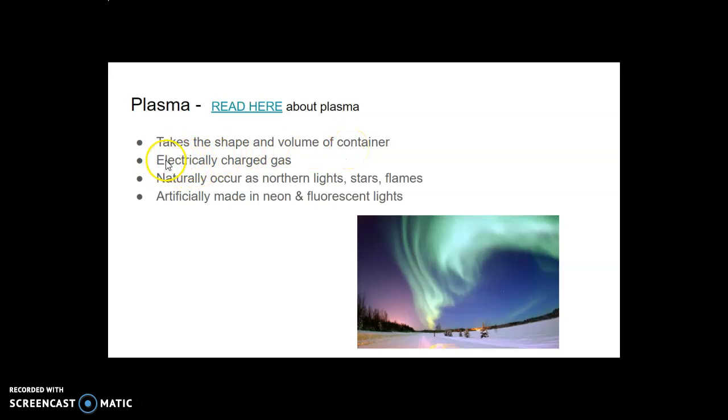It is basically electricity running through, and that's what can create these cool colors. It depends on the actual gases that are there, but depending on whatever they are, that will give you different colors. Plasmas naturally occur as northern lights, stars, and flames. There are many more. Read more about that here. And we can also make them artificially, meaning man-made, human-made, in neon lights and fluorescent lights in signs on the streets and such.